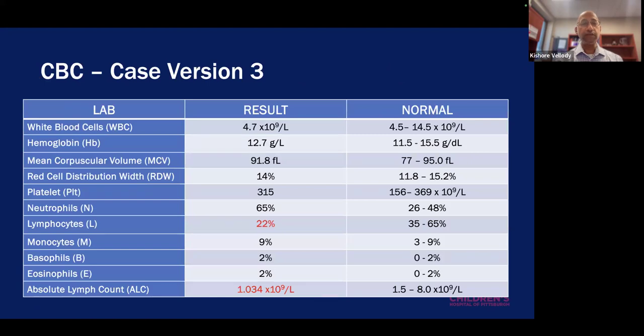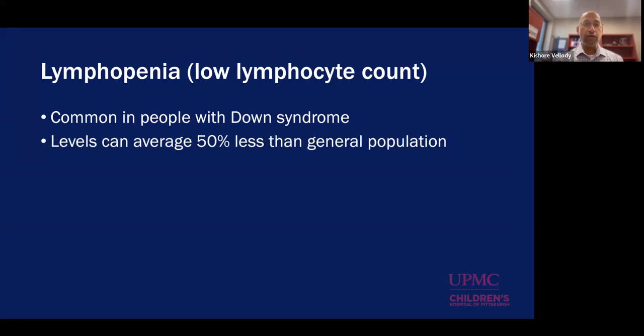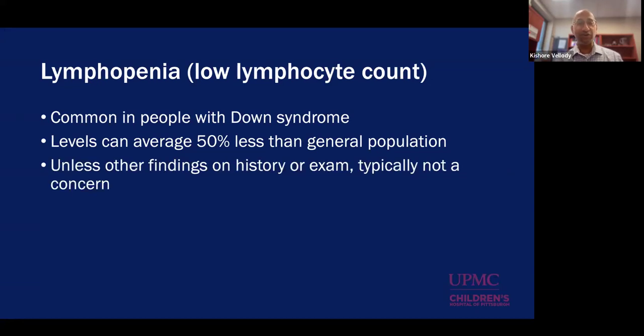So now this is the same set of labs, except this time it's the lymphocyte count that's low. And I'm not going to have you answer the question, even though it may pop up, because I think you're all getting the sense this is normal again. This is what we call lymphopenia, which is again a type of white blood cell, which typically can run low in people with Down syndrome, actually 50% less even than the general population.